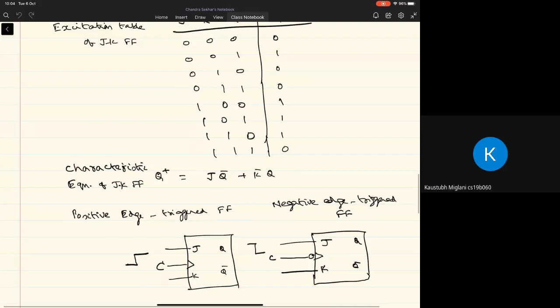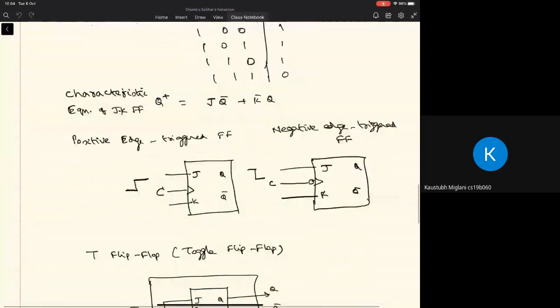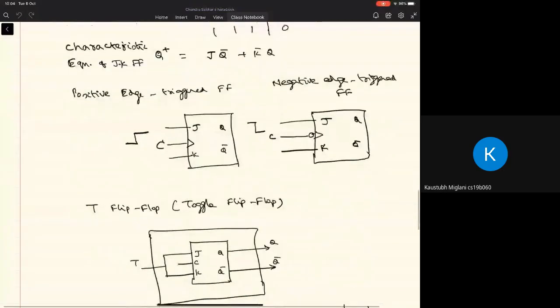And we have seen that there are level triggered flip-flops, where if the control input is 1, then the operation of the flip-flop will take place. If the control input is 0, then there is no change in the flip-flop state. So there will not be any effect of the inputs on the state of the flip-flop.